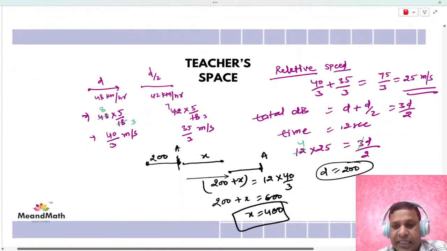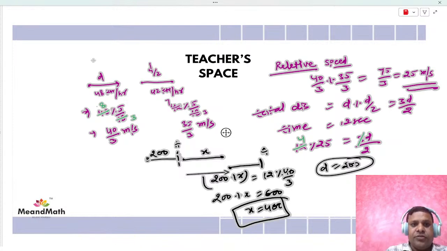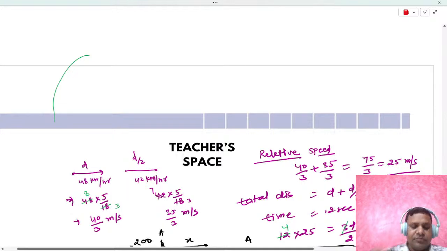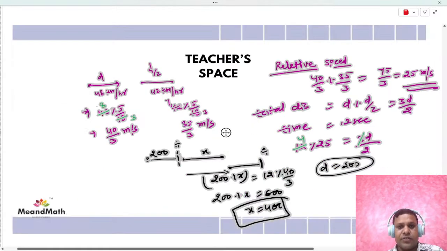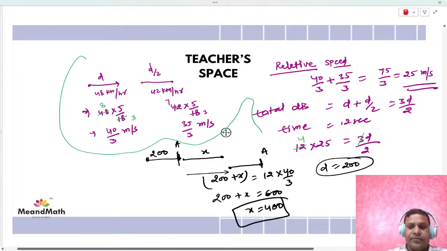So this question is a little bit lengthy and there are so many concepts involved, so you have to be cautious about this question. Okay, this is the way.